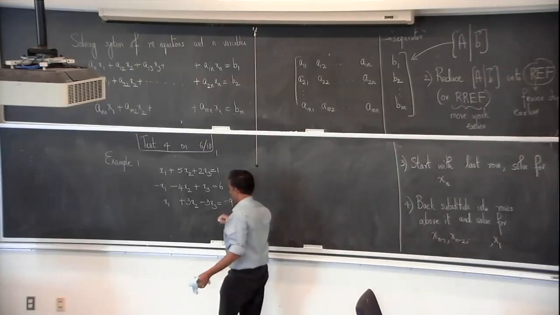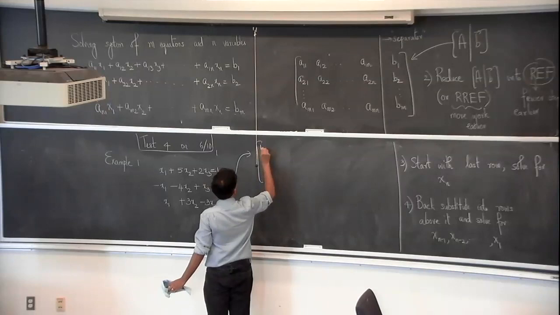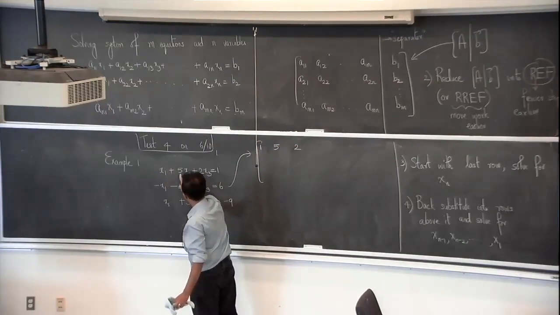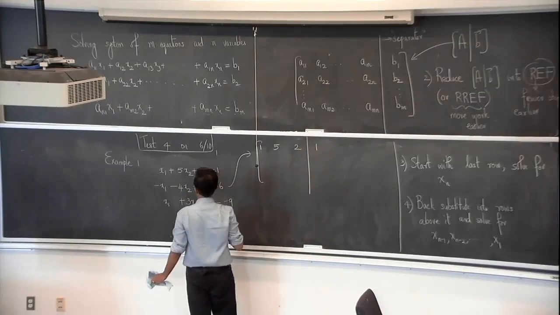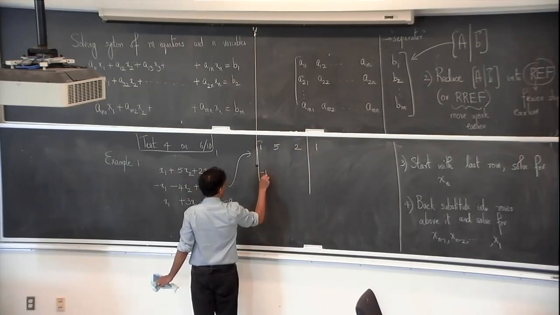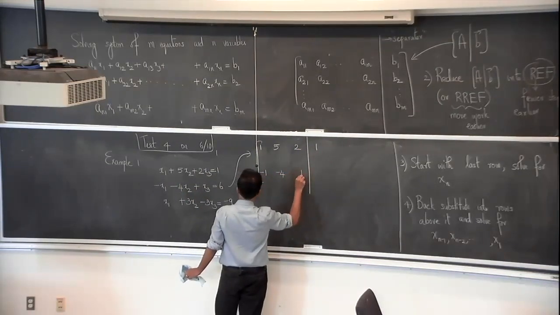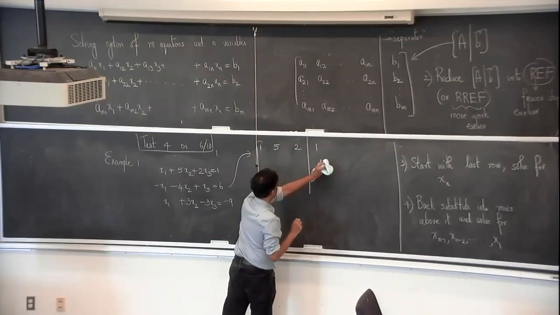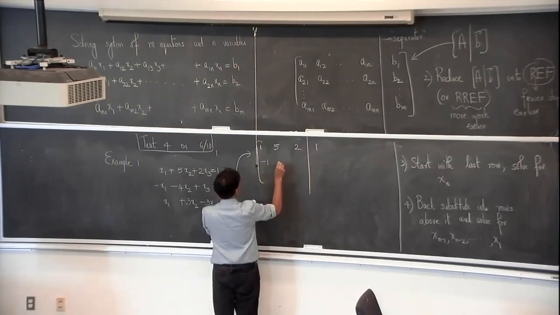So first example, I'm going to write all the details. The matrix equivalent of this would be 1, 5, 2, augment 1, negative 1, negative 4, 1, 6. Too much gap there. Negative 1, negative 4.